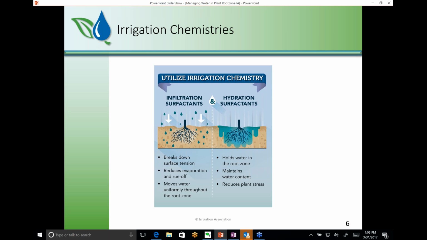When we think of hydration surfactants, these are engineered to hold water in the root zone and make it available to the plant. And the result of that is that it reduces plant stress over time, creating a healthier plant and improving yields, improving playing surfaces, and improving the aesthetics of landscapes.